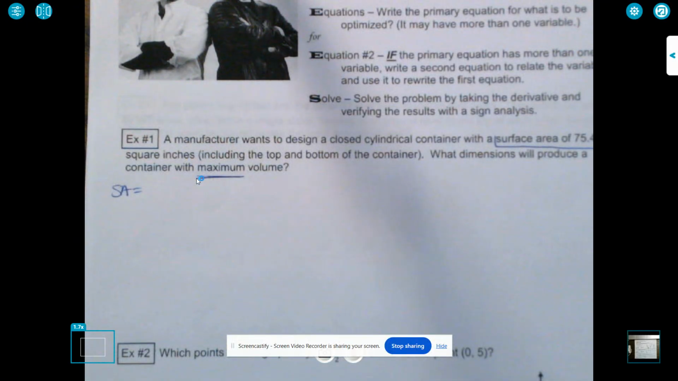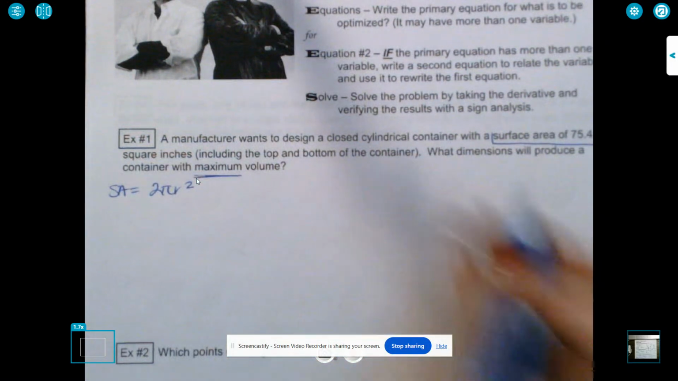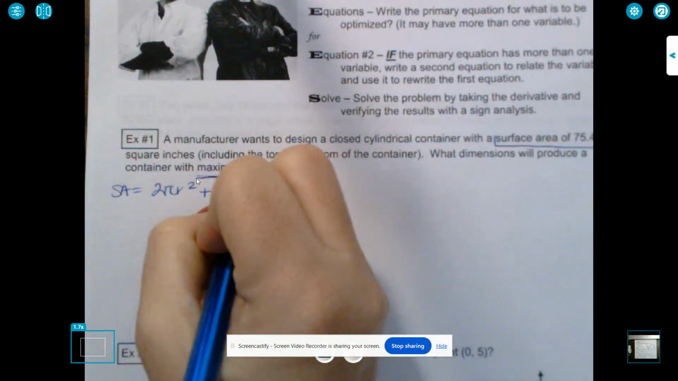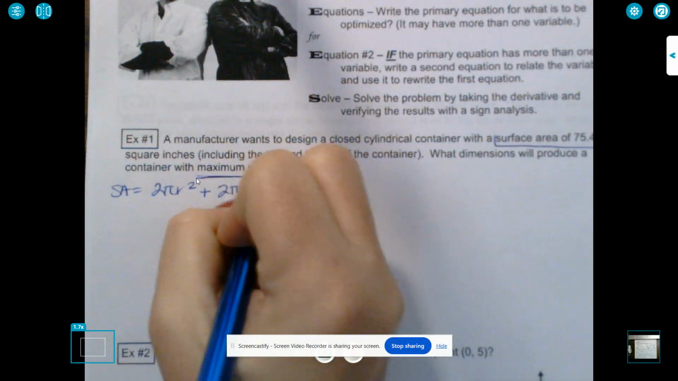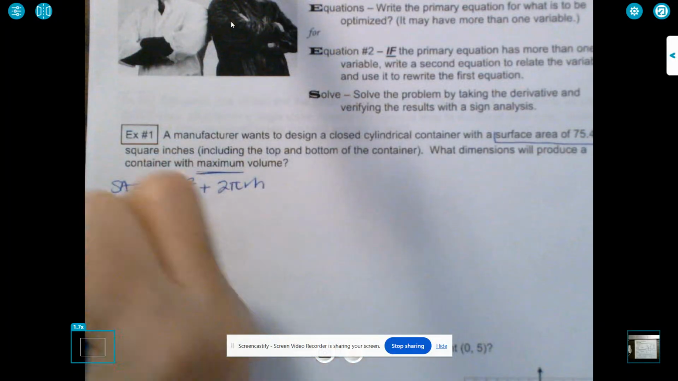All right, so let's talk about the surface area, and the formula we're going to use there. The surface area of the top and bottom is just going to be pi r squared. There's 2 of those, so 2 pi r squared. And then add the height in there, so that's 2 pi r h. Okay, so that's the surface area in general for a cylindrical container. All right, they gave us the surface area, so I'm going to go ahead and plug that in.